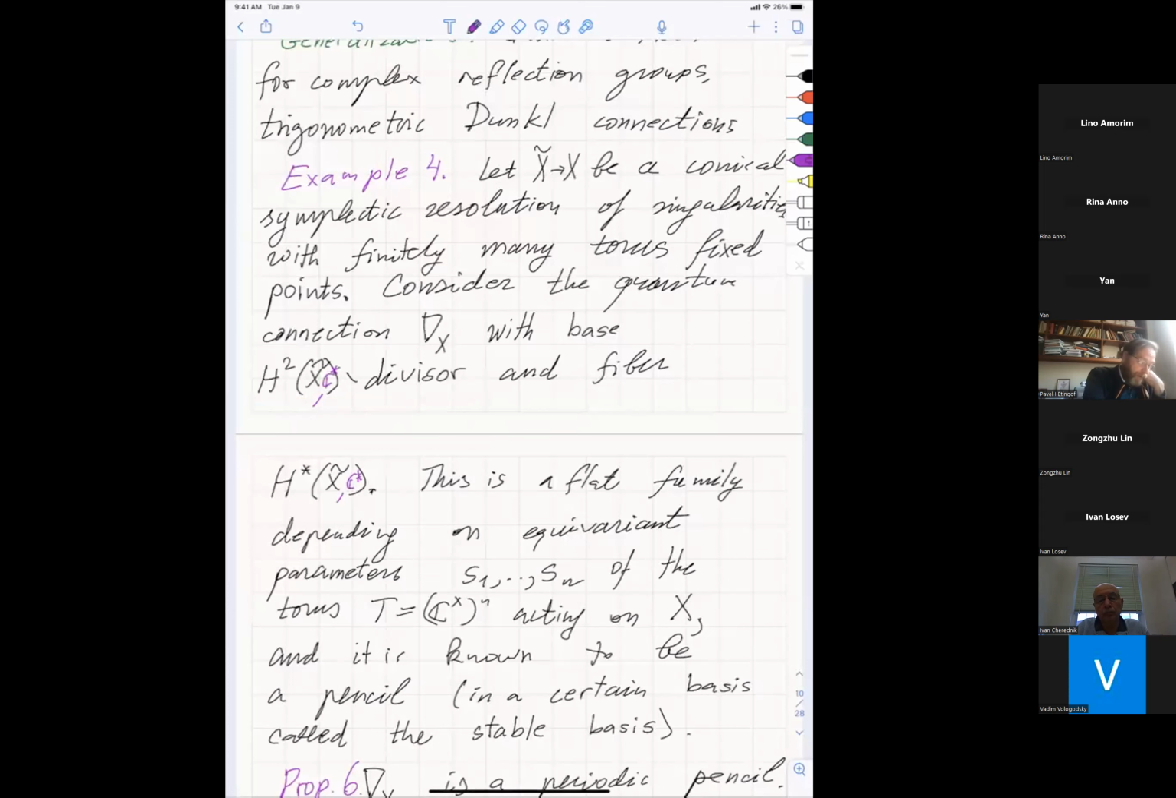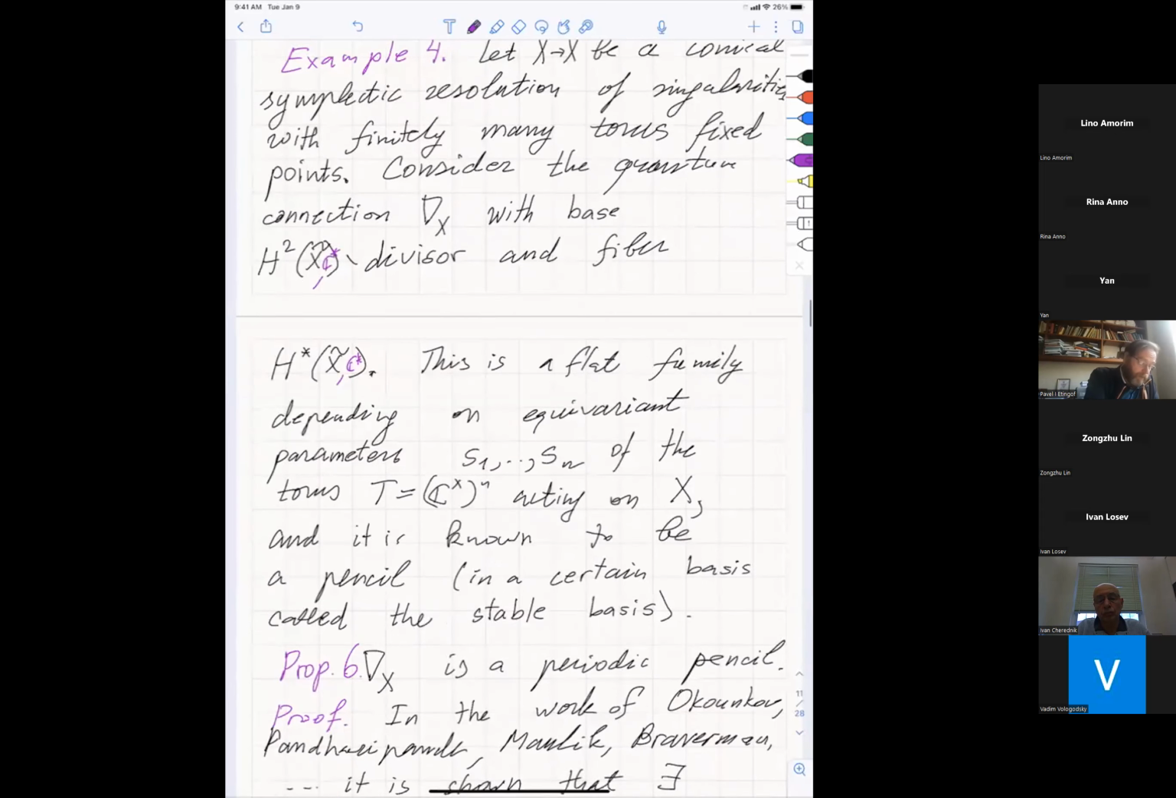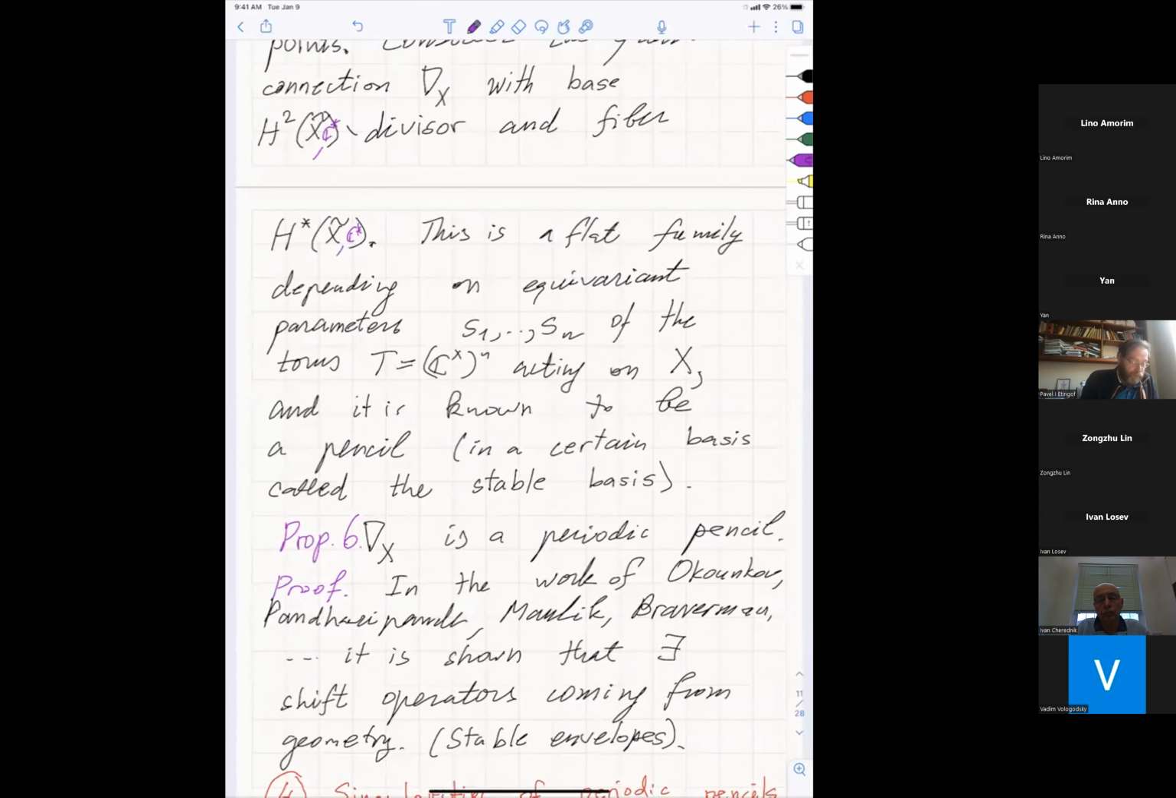And so this is a flat family which depends on equivariant parameters S1 through Sn of some torus acting on this X, and it is known to be a pencil. So it's in a certain basis, which is called stable basis. It is actually linear in the equivariant parameters. And then one can show that it's a periodic pencil. And this can be extracted from, so in this case, the shift operators have been constructed geometrically.